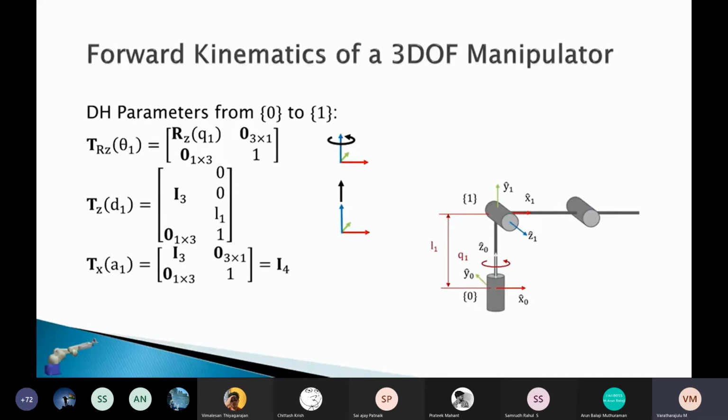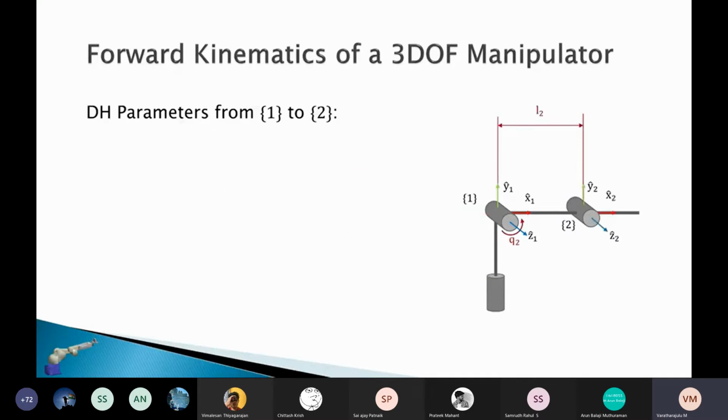Then the next one will be a translation about x by a. But you can see that there is no offset between these joints, and so a will be 0. And lastly, we have to rotate about the x-axis by alpha. So to get this z-axis here to align with this z-axis here, we rotate about x by pi on 2.